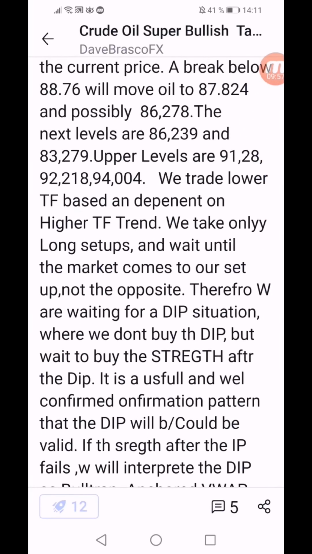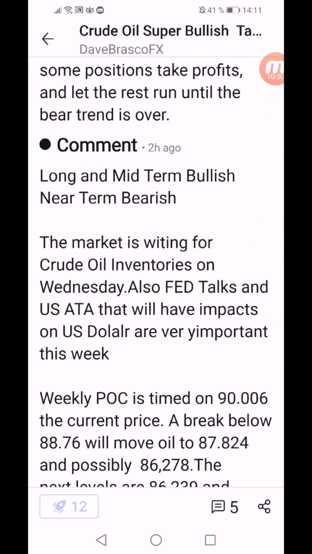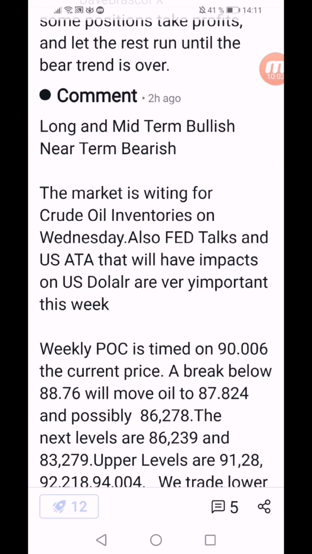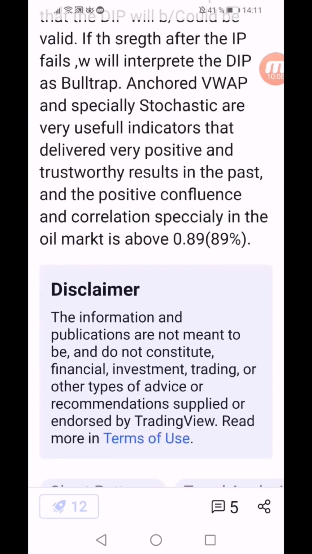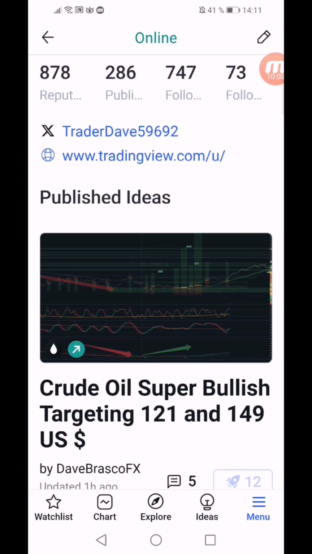This is the current condition of the market, long and mid-term bullish, but near-term bearish. Why? Because the market is, you can read yourself the rest, right?